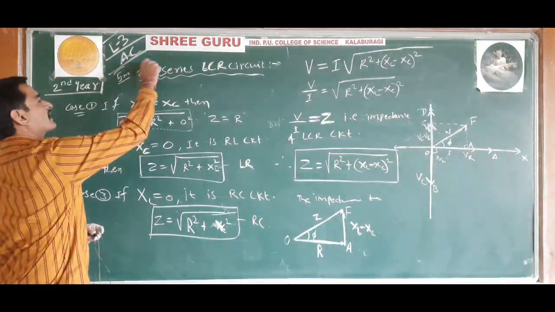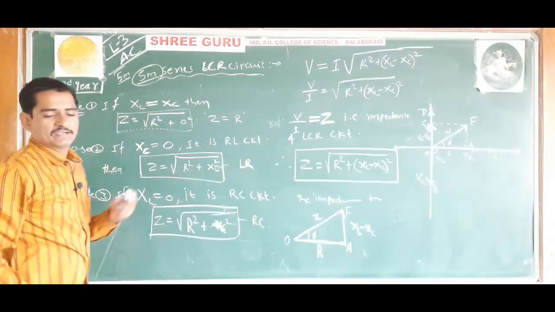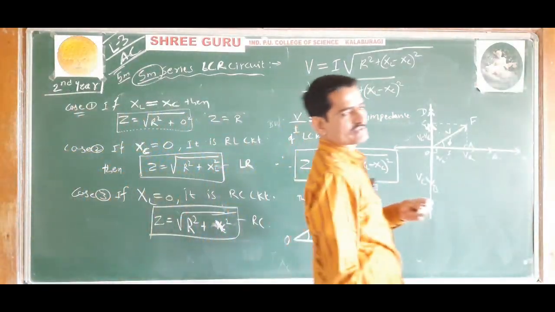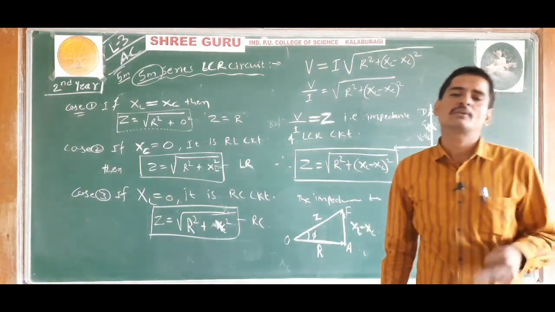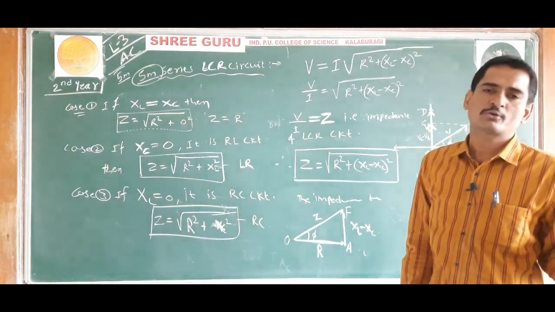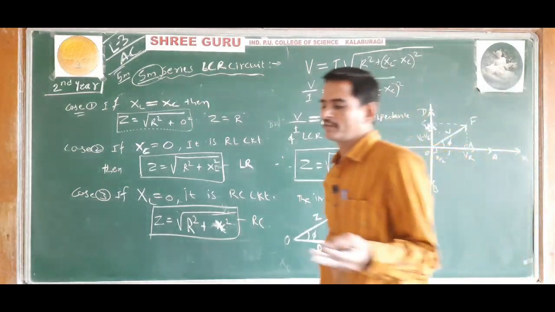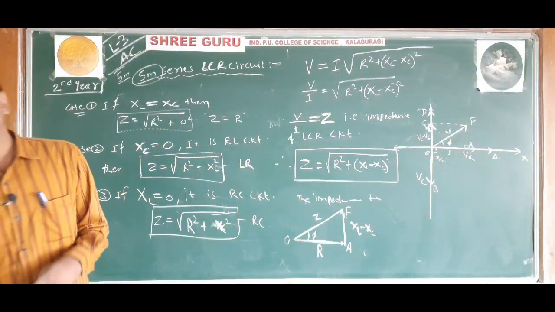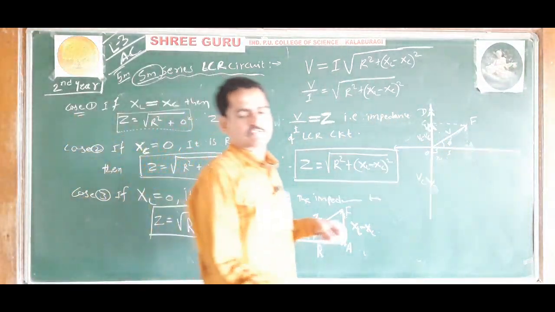There are 4 derivations in total: AC voltage applied to a resistor, AC voltage applied to an inductor, AC voltage applied to a capacitor, and the series LCR circuit. These 4 derivations have been asked many times in the theory exams.